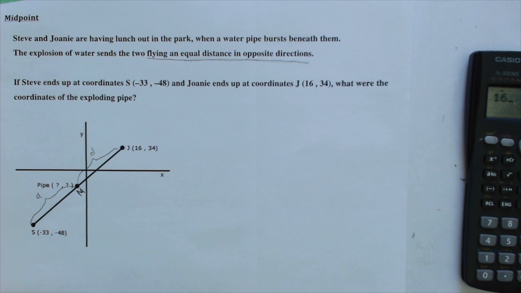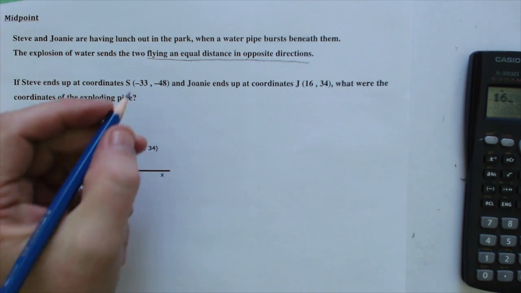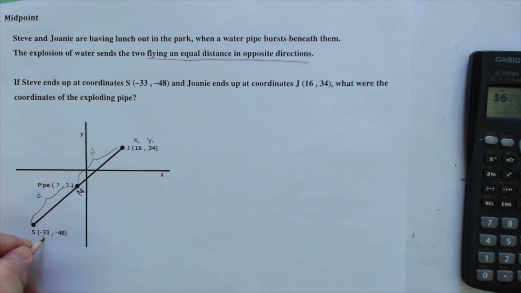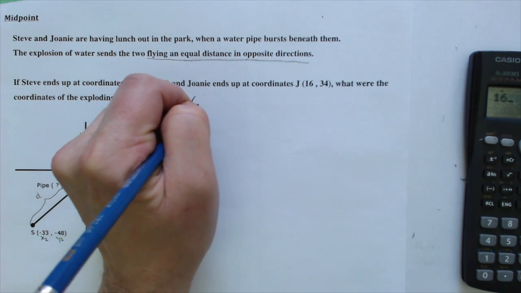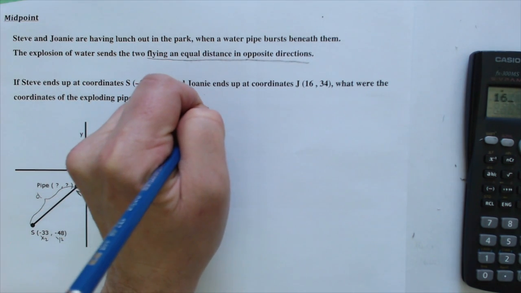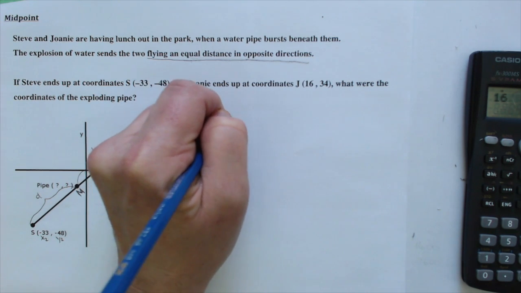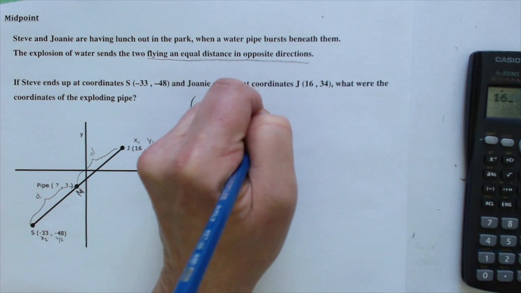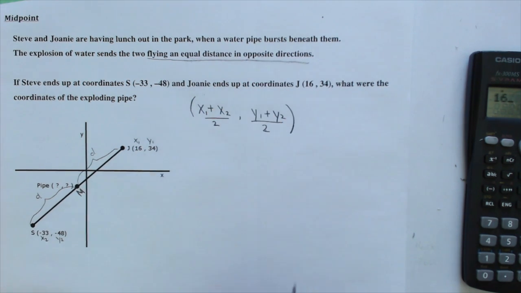And so really now we just have to apply the midpoint formula to the points that are here. And as usual, we're going to number these off, x1 and y1 and x2 and y2. And we'll write down that midpoint formula right away. The midpoint formula is x1 plus x2 divided by 2, comma, y1 plus y2 divided by 2.